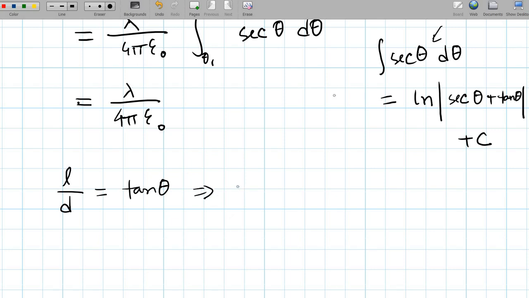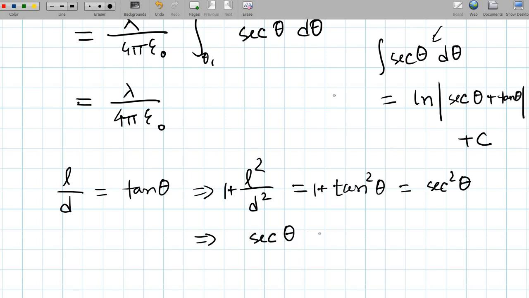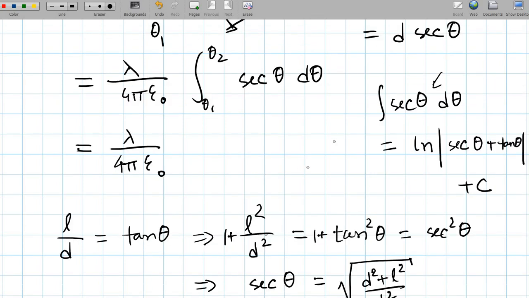And therefore, square it, I get L squared divided by d squared equal to tan squared theta. But we know sec squared theta is 1 plus tan squared theta. So if I add 1 to the right hand side, I have to add 1 to the left hand side. And that gives us sec squared theta. So therefore, I get sec theta equal to square root of d squared plus L squared divided by d squared. So that's what I should write. So logarithm, and then instead of tan theta here, I'm going to write L divided by d. Instead of sec theta here, I'm going to write plus square root of d squared plus L squared divided by d squared.